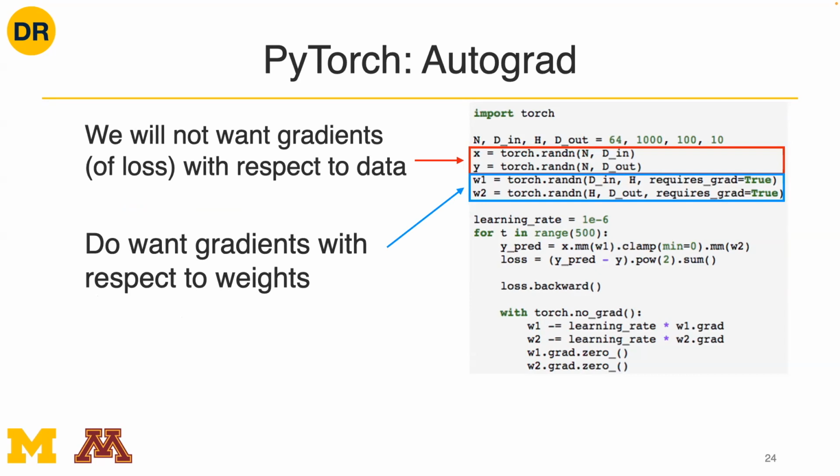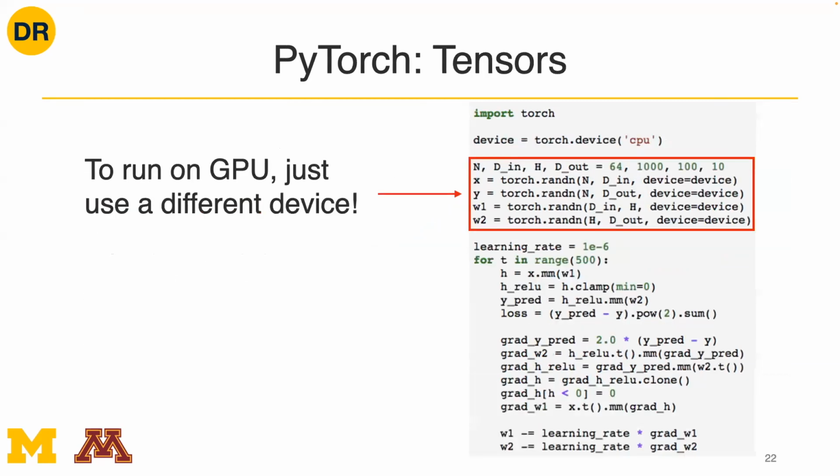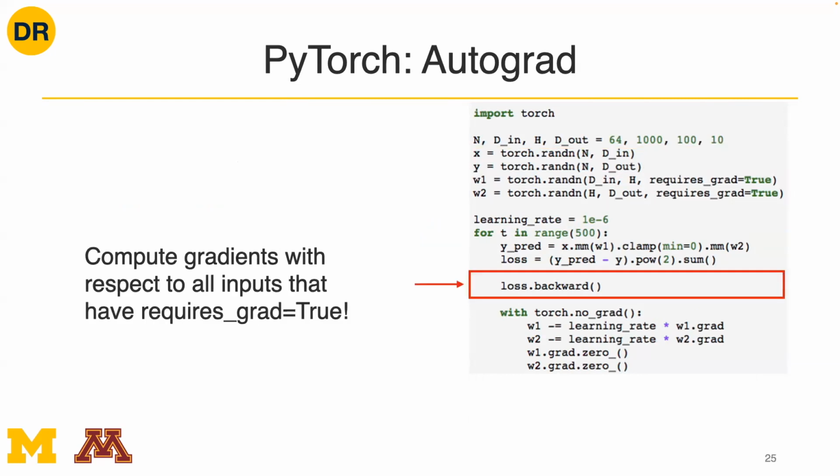Once you have this, the earlier code is simplified now. You don't have to do the gradient computation by yourself in an analytical way. All you do is call loss.backward, and it computes gradients with respect to all the inputs that have this particular flag true. If I go back, this is what you had previously when you were computing the gradients. But now when you use the AutoGrad feature, all that falls into this line that says loss.backward.